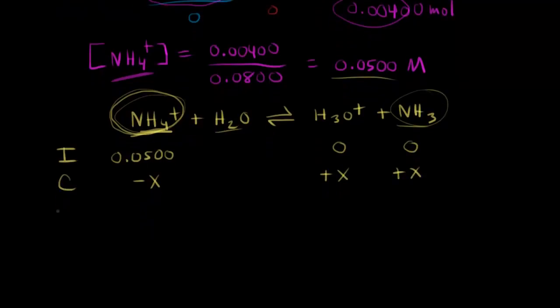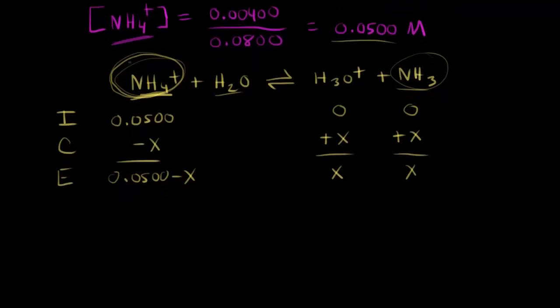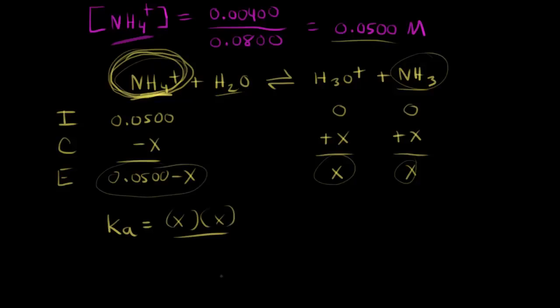So at equilibrium, we're going to have 0.05 minus X for the concentration of NH4 plus. For the concentration of H3O plus, we have X, and for the concentration of NH3, we also have X. Next, this is functioning as an acid, NH4 plus donating a proton to water, so for the equilibrium expression, we have to write Ka here. Ka is equal to the concentration of products over reactants. So we have the concentration of H3O plus, which is X, times the concentration of NH3, which is X, all over the concentration of NH4 plus, which is 0.05 minus X.